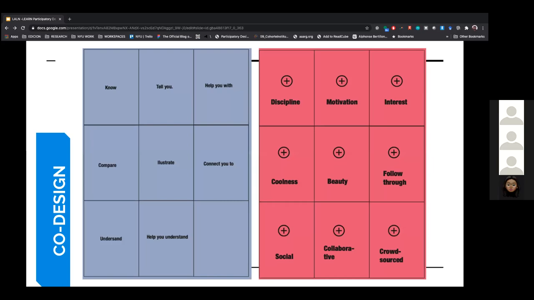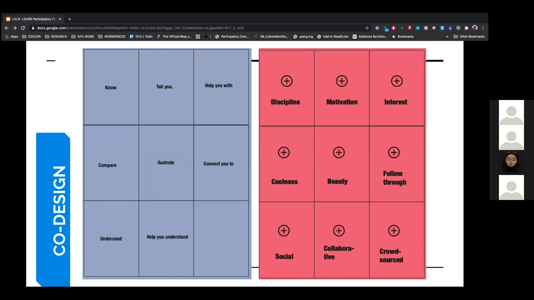Then we have the blue cards, which are verbs, something that illustrates or connects you to, or helps you understand. And then as a bonus, we had red cards, which were terms related to usability and design, like beauty, interest, motivation, follow through, et cetera.